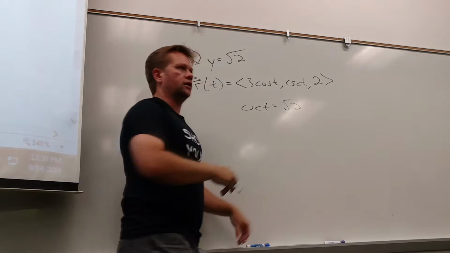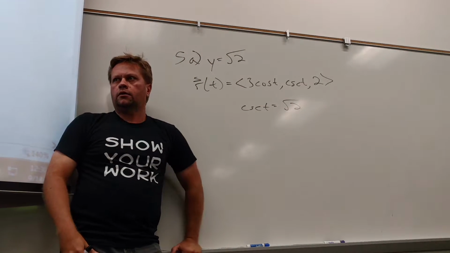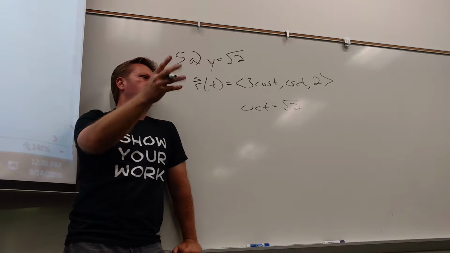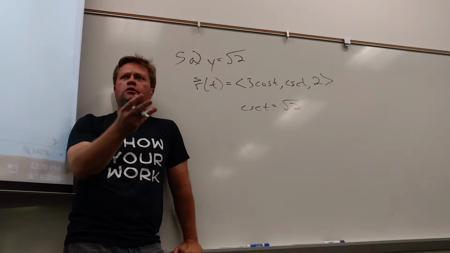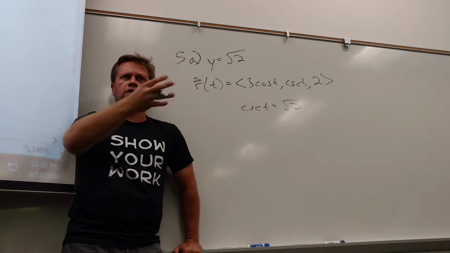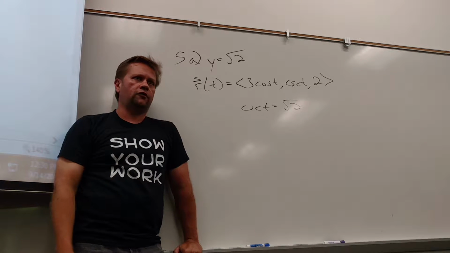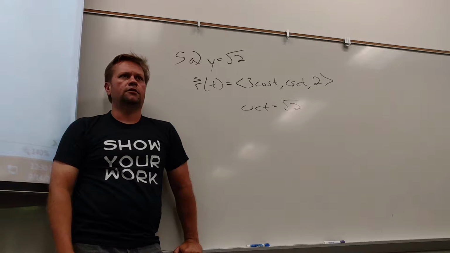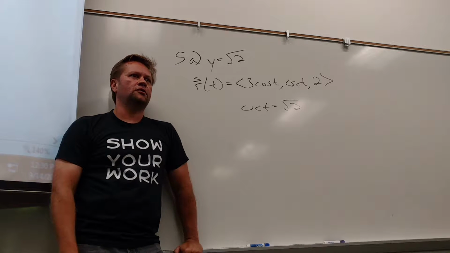Now you see why I picked rad 2. Again, if I give you 3 pi over 4 as an input, or rad 3 over 2, or rad 2 as an output, I don't want to see any decimal answers, right? These are things you should know.